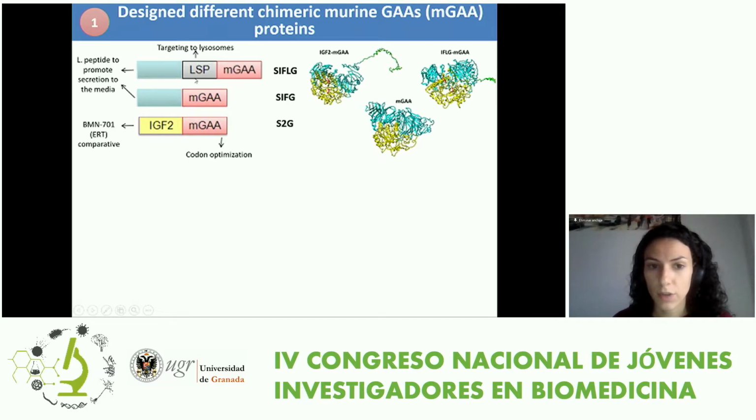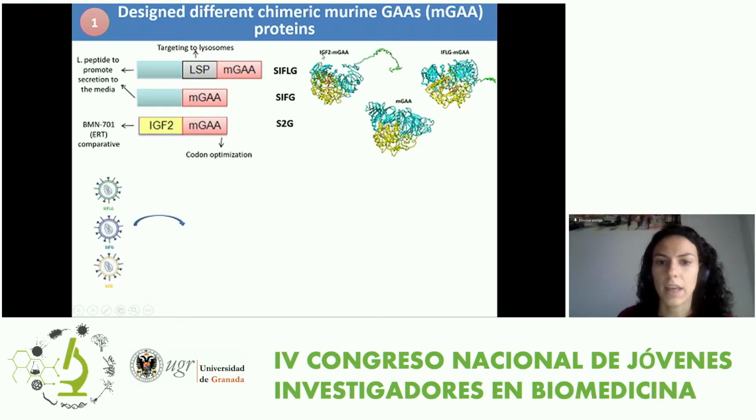Another construction contains the lysosomal signal peptide in order to target the protein to the lysosome. And our third construction contains a fragment of the IGF2, which is a comparative construction to the actual treatment for the enzyme replacement therapy. With the 3 constructions, we make a 3D structure modeling of the proteins in order to know whether our modification modified the protein or not. The green part is the modification that we introduced, and we could see that our modification doesn't modify the structure of the protein, nor the active site.